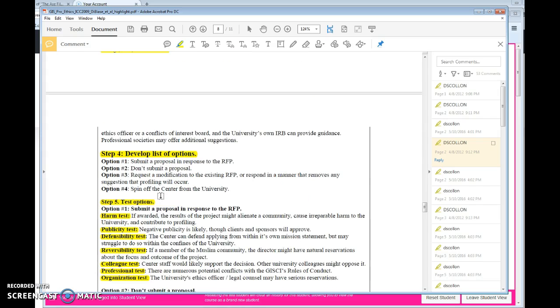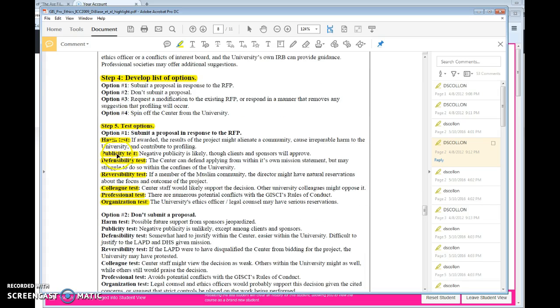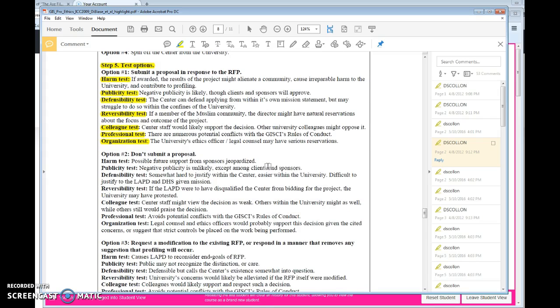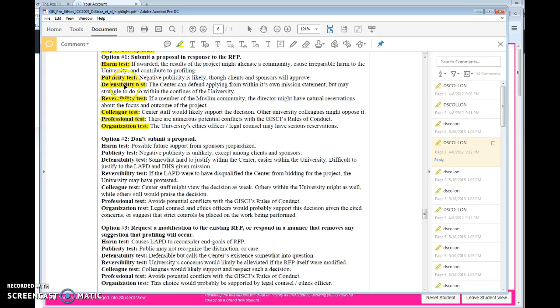Okay, list of options. This is where we get through the harm test, the publicity test, the defensibility test, the reversibility test, the colleague test, the professional test, and the organizational test. So, for example, if awarded, the results of the project may alienate the community and contribute to profiling. It could produce negative publicity. The center can defend not applying as being consistent with its mission statement. In other words, can you defend it under the mission statement?